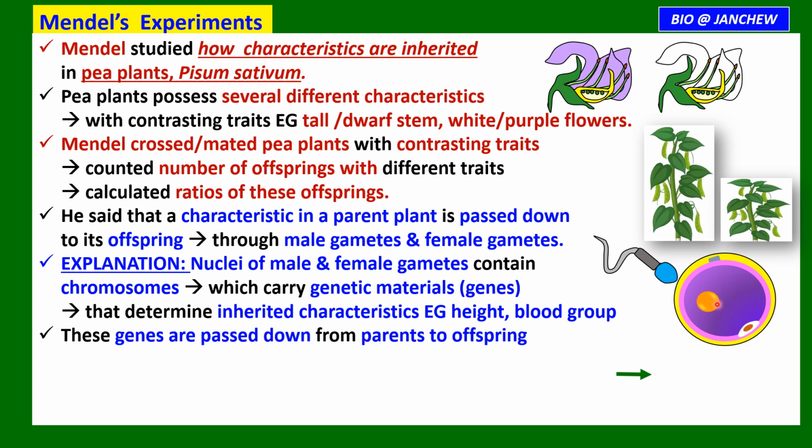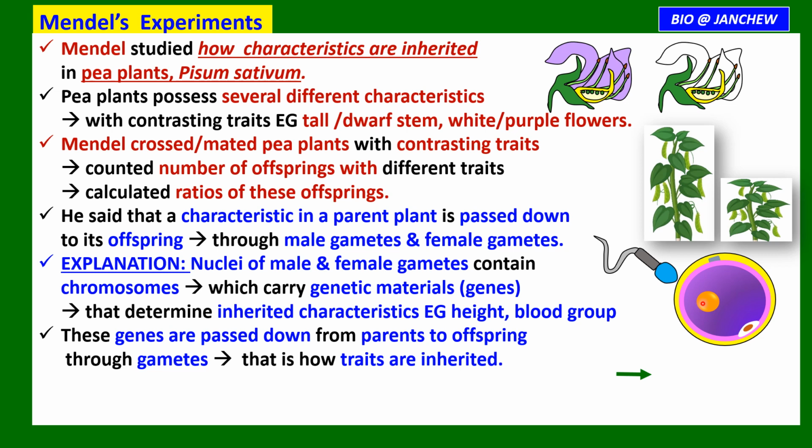So these genes are passed down from parents to offspring when, for example, the sperm fertilizes the ovum. Okay, so the nucleus of the sperm, which contains the genes, will fuse with the nucleus of the ovum, which also contains genes.